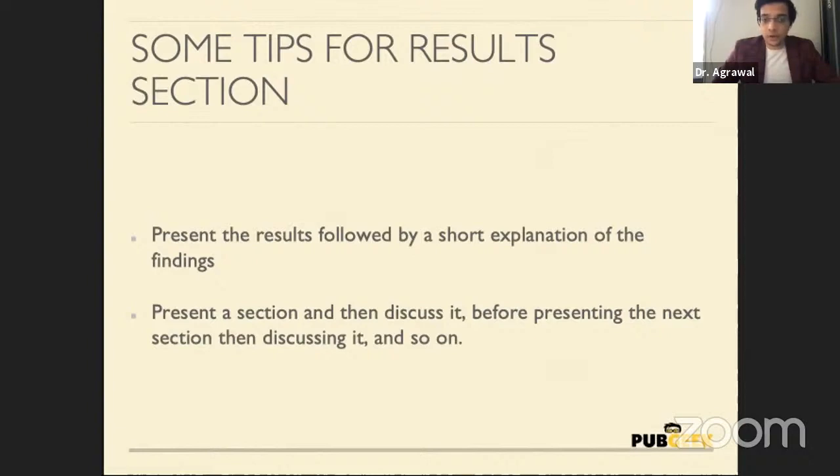That's something that you can't do, where you present a result followed by a short explanation of the findings. It doesn't mean explain them by giving some opinions or giving some arguments related to them. Explanation of findings includes just the cold hard facts that you have gotten about that from your data, right?